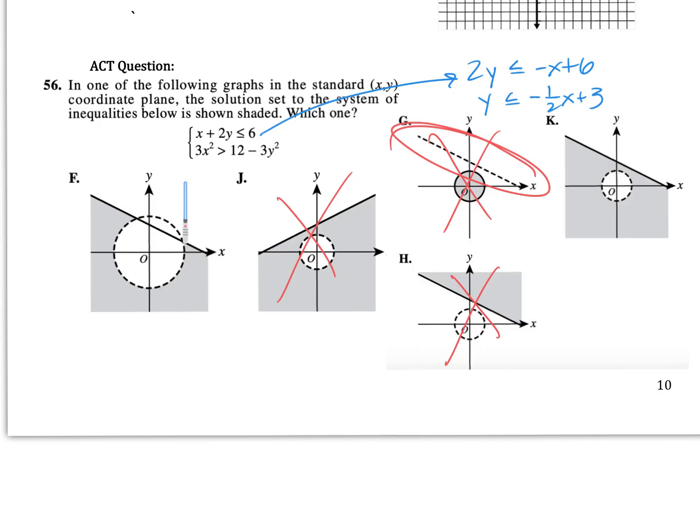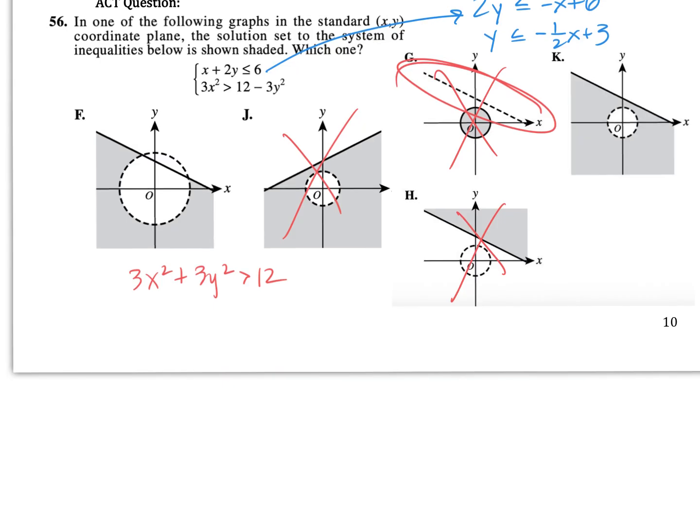Now maybe just take a guess, but to see if your guess would be right, here's what I want you to do for this. Let's put this closer to a circle form. And are you good with moving that 3y squared over? So it'd be 3x squared plus 3y squared is greater than 12. You guys okay with that? And that's not helping us much.